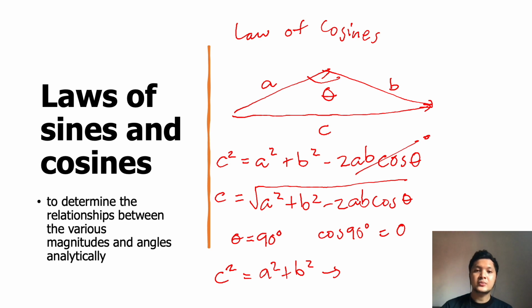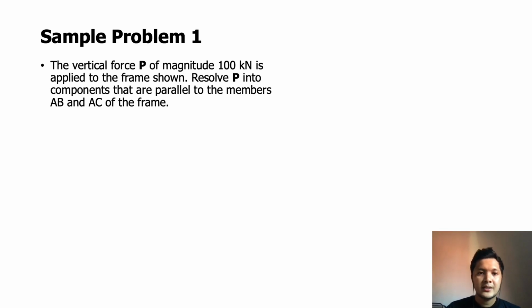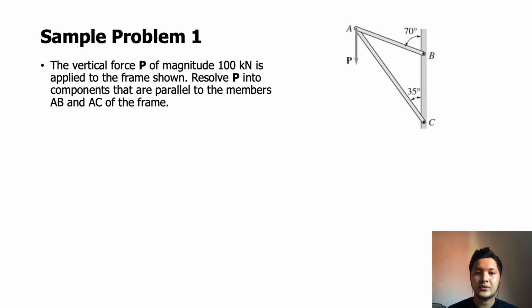And we can use it to get the magnitude of the resultant vector of two vectors that has an angle that is not equal to 90 degrees. So to give you an example, let's solve this sample problem number 1. The vertical force P of magnitude 100 kilonewtons is applied to the frame shown. So here is the illustration.